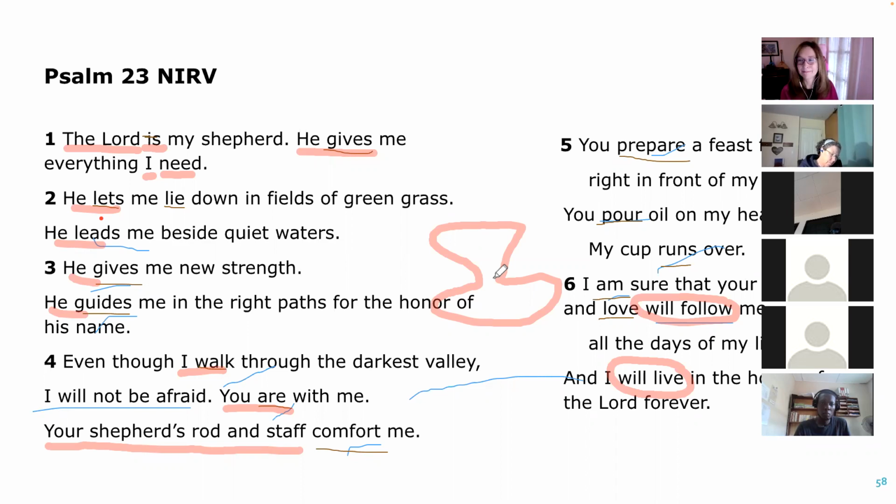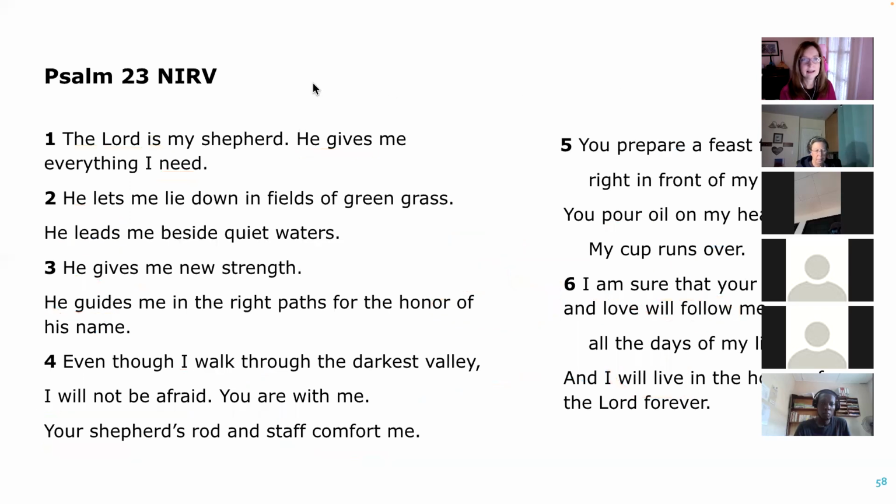So, any questions about this particular point? All right, then I am going to clear our annotations and go on to our next slide. Let's see.